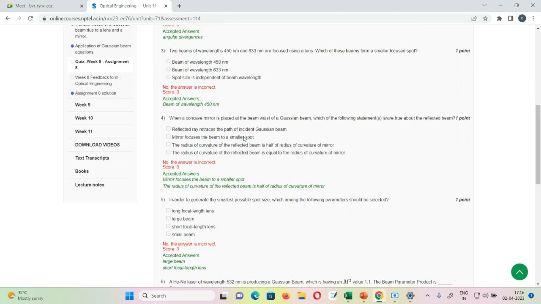Now we can go for our third question. Now you can see that two beams of wavelength 450 nanometer and 633 nanometer are focused using a lens. Which of these beams form a smaller focused spot?